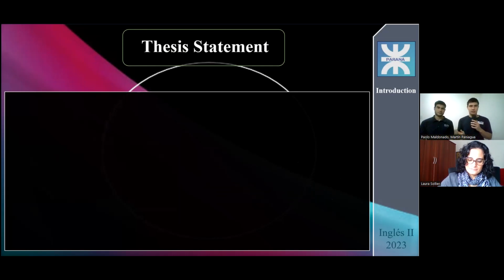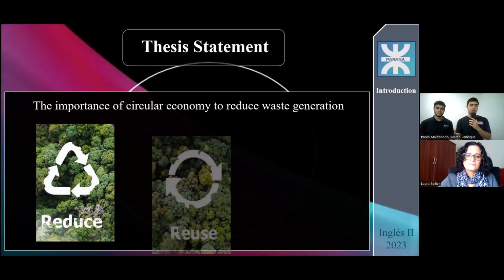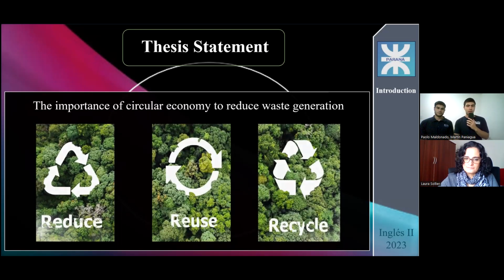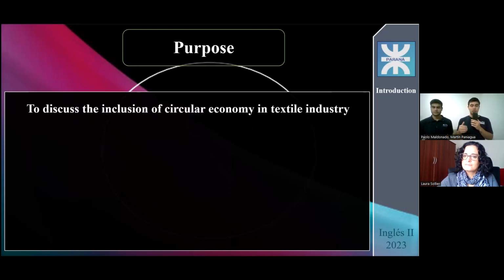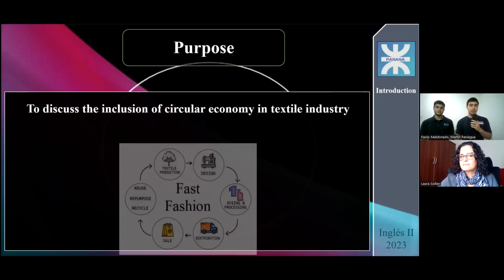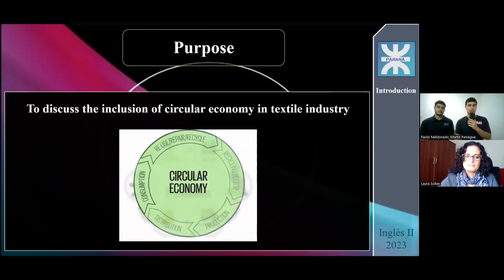To achieve this, this article focuses on the importance of a circular economy in the textile industry to reduce waste generation by reduction, reuse, and recycling. On the other hand, the principal purpose of this paper is to discuss how the circular economy can enter the textile industry to reduce waste generation.